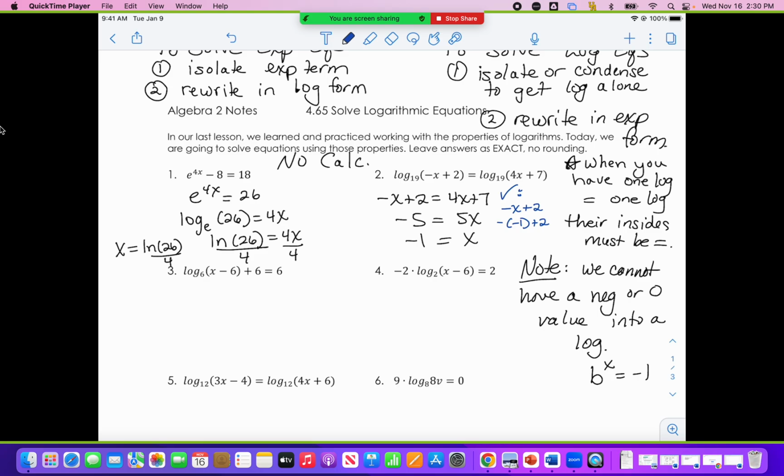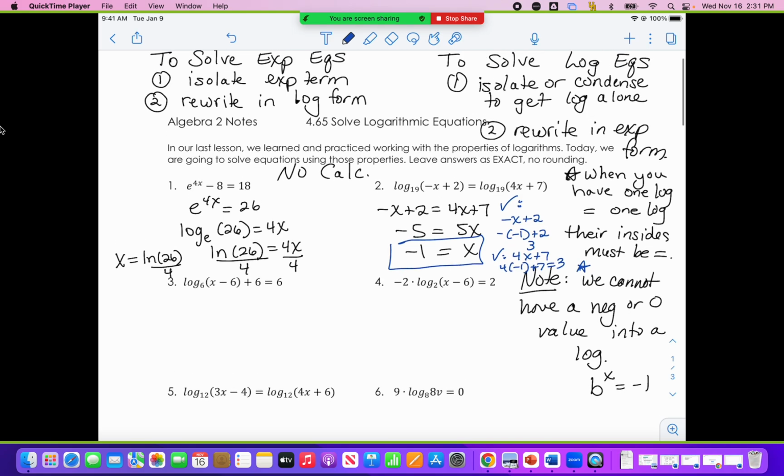Well, what do you know about a negative times a negative? It's positive. So that's 1 plus 2 is 3. And then we're going to go check the 4x plus 7. 4 times -1 plus 7, it's also not negative. So x equals -1 is my answer. What I'm checking, in case I lost you, I'm checking that the inside of my log isn't negative or 0. Okay? That's what I'm checking. That's what this note is right here.